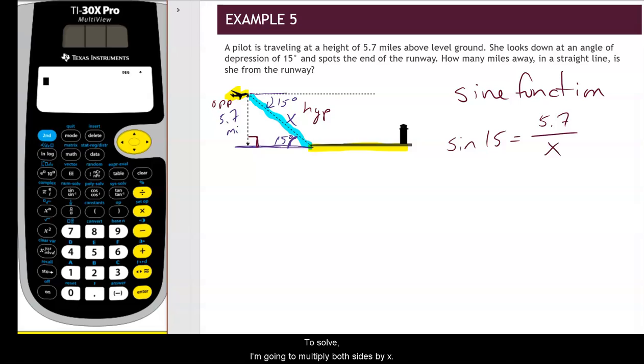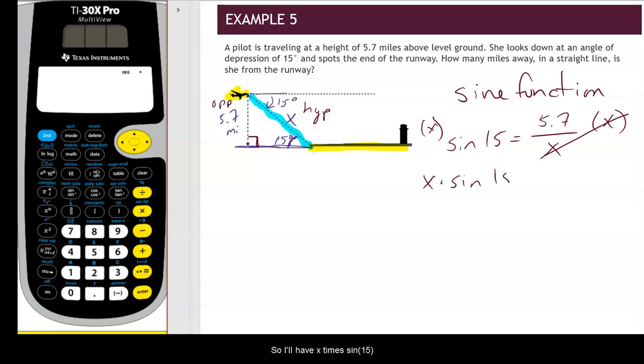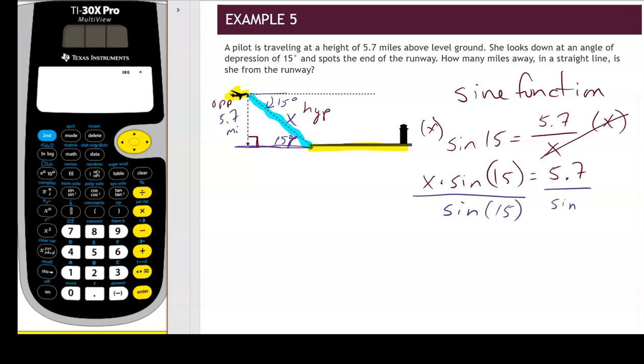To solve, I'm going to multiply both sides by x. That will get rid of my fraction. So I'll have x times sine of 15 equals 5 7/10. Now to get x by itself, I'm going to divide both sides by sine of 15 degrees. My x value would then equal 5 7/10 divided by sine of 15.